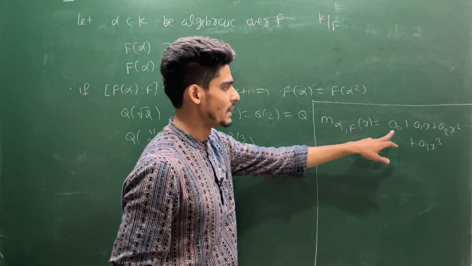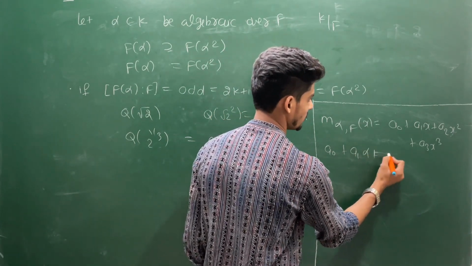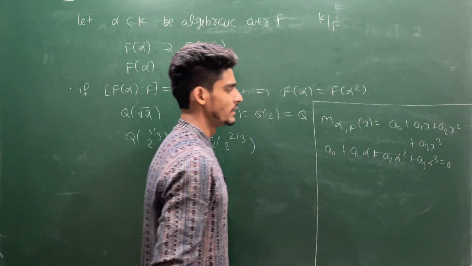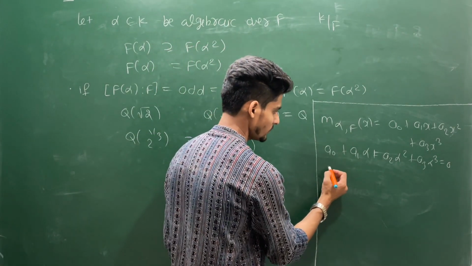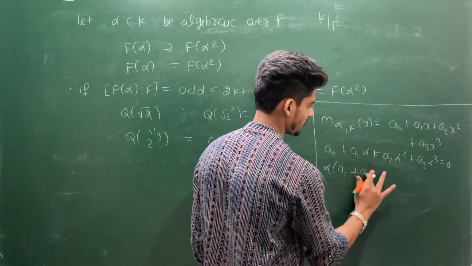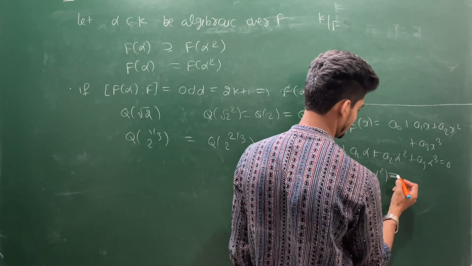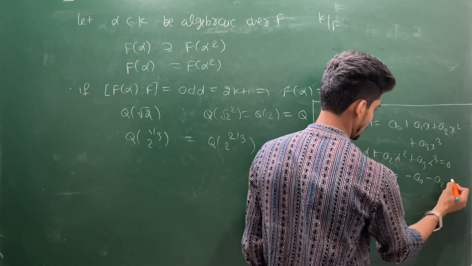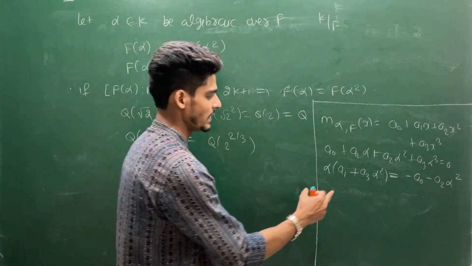Now this minimal polynomial must be satisfied by alpha, so I will have a0 plus a1 alpha plus a2 alpha square plus a3 alpha cube is 0. Now you separate out all the terms with even degree and with odd degree. So you will take alpha common, then you will have a1 plus a3 alpha square, which is equal to minus a0 minus a2 alpha square. And clearly this cannot be 0.